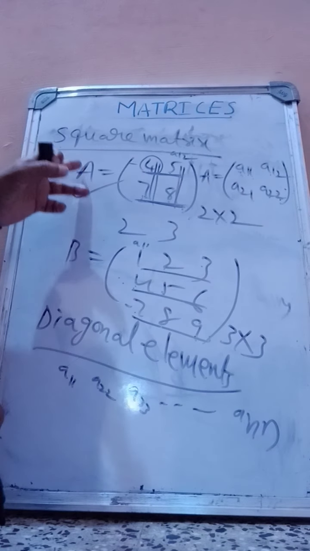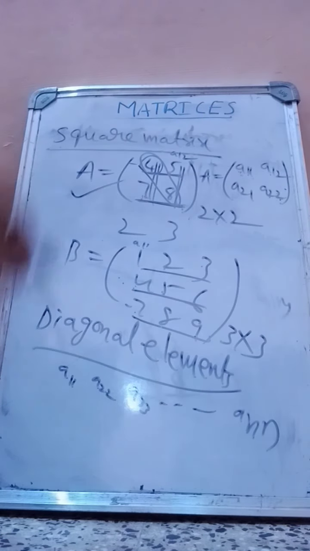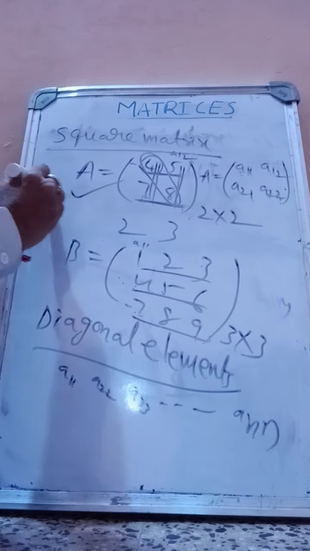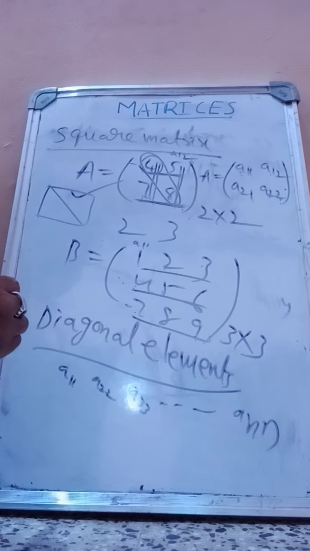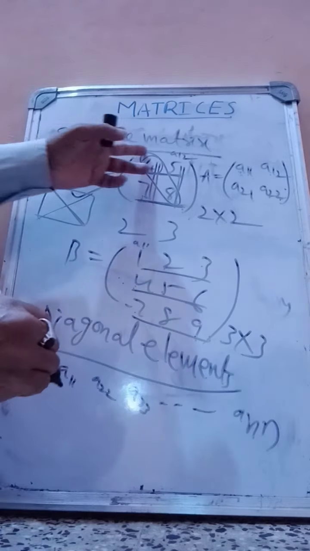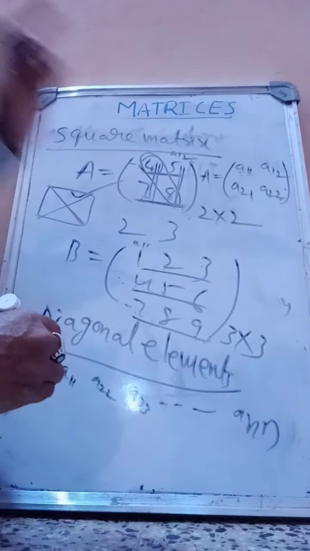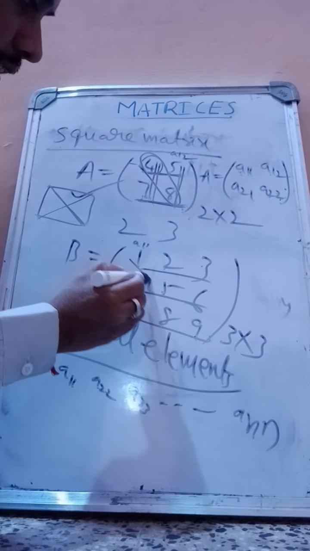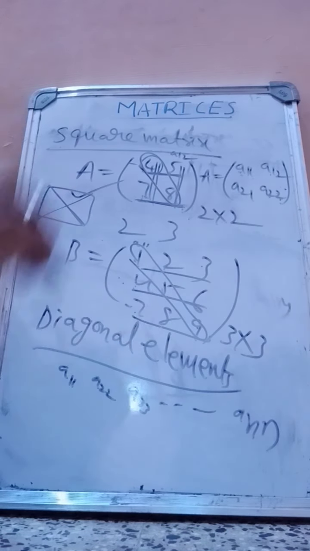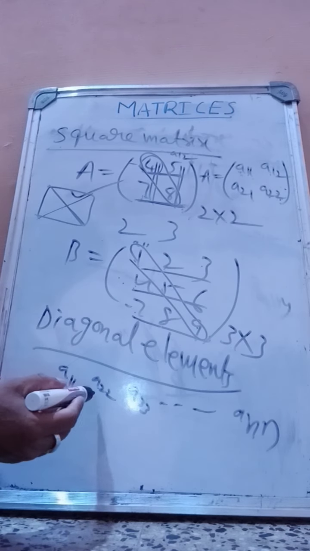What are the diagonal elements of this matrix? 4 and 8 are the diagonal elements. If you take a square, this is a diagonal. We sometimes call it the principal diagonal, that's why we are taking this one only. This is A11, this one is A22. What are the diagonal elements for this one? These three are the diagonal elements: A11, A22, A33.